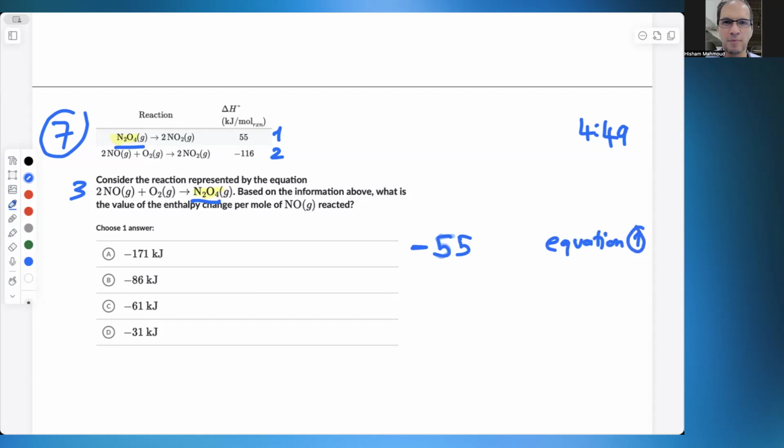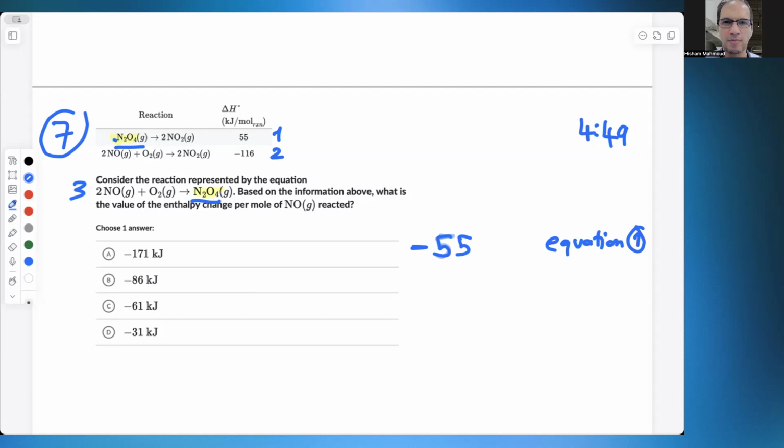Why? Because it is reversed. Second one, do I need to make any multiplication or division, Abdurrahman? While the number of moles here is 1 and here is 1. Well, I can see the number of moles 1 in both of them, so no need to change. What about the second equation, Anas? Is it the same or different direction?